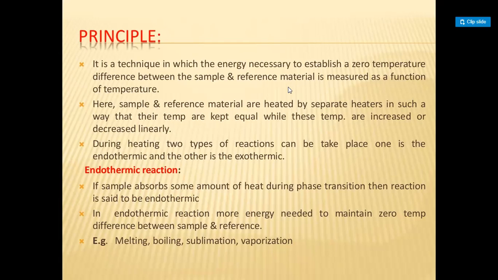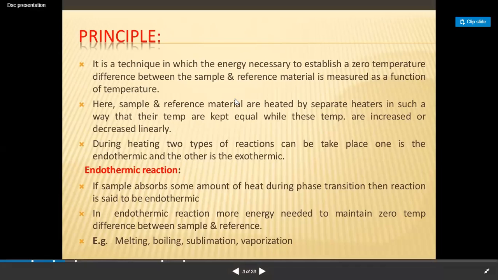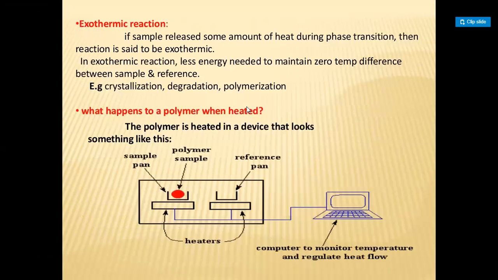During heating, two types of reactions can take place. One is endothermic and the other is exothermic. Endothermic reaction: if the sample absorbs some amount of heat during phase transition, then the reaction is said to be endothermic. In an endothermic reaction, more energy is needed to maintain zero temperature difference between sample and reference. Examples: melting, boiling, sublimation, and vaporization.